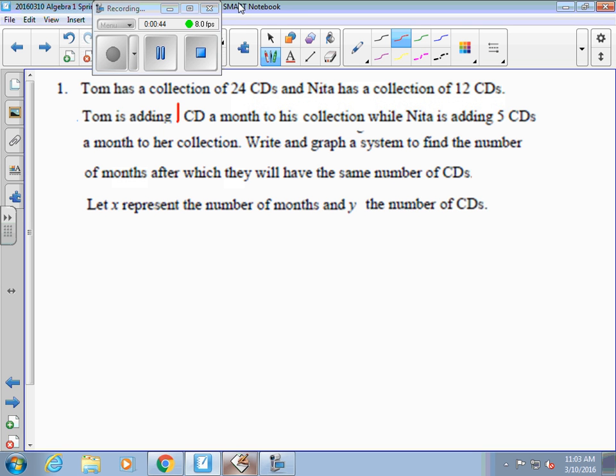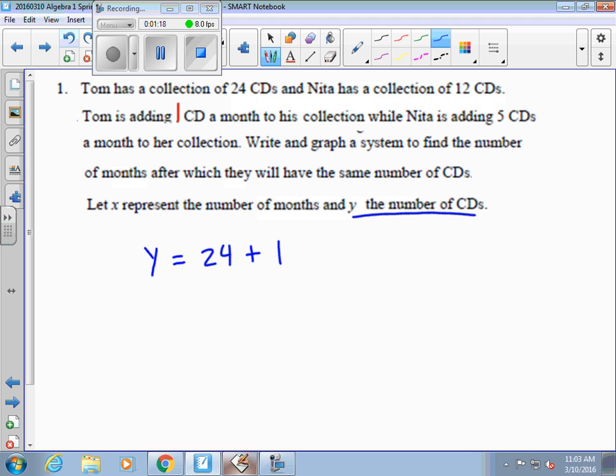So we need to write a system, which means we're writing two equations. The first one, Y represents the number of CDs. So Y equals, this is going to be Tom's equation. Y equals, Tom has 24. So 24 plus, how many does it say he's adding per month? 1. So 1 times X is the amount of months.